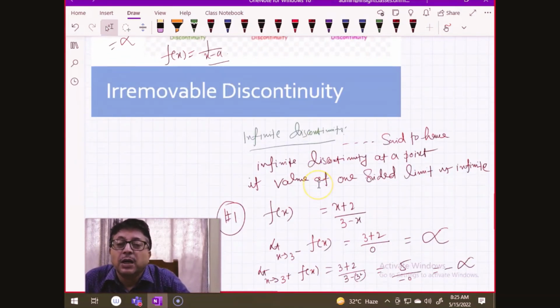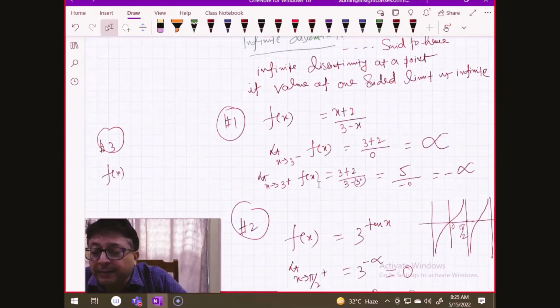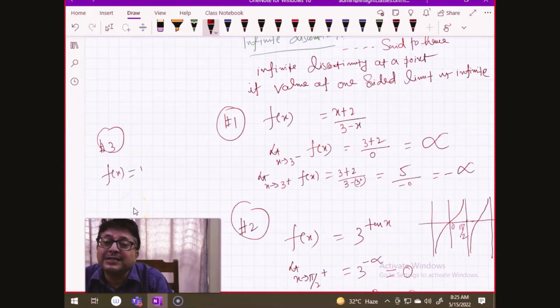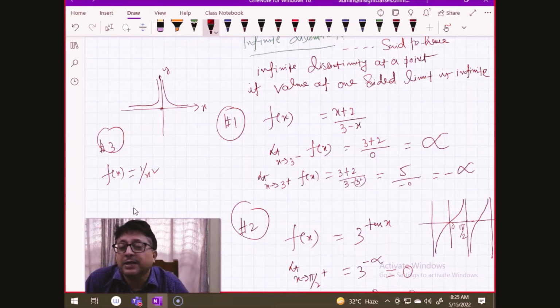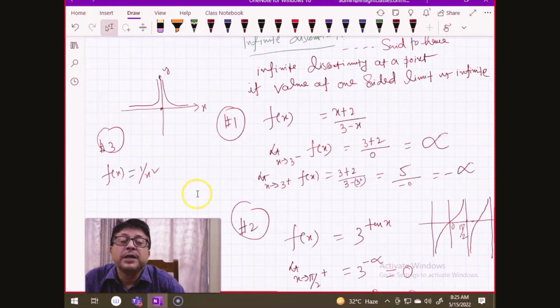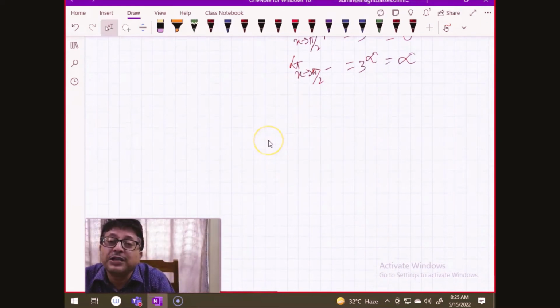Alright. Now I want to take another example here. Say f(x) equal to 1 by x square. This function's graph you can plot easily. The graph of the function is like this. If you are going to the point 0 from the left hand side or from the right hand side, both are giving plus infinity. So it is said to be an infinite discontinuous function. It belongs to that category.